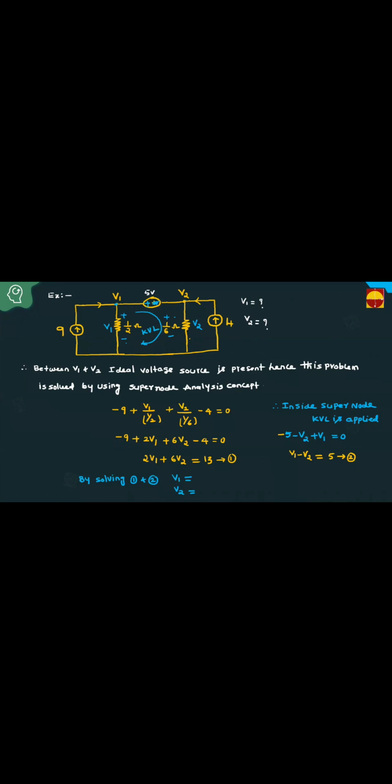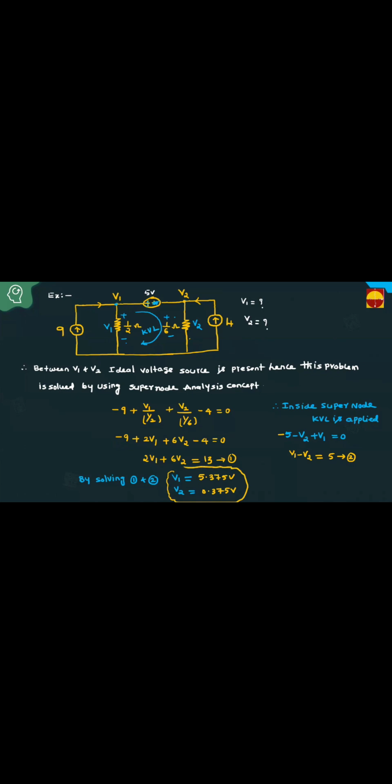2V1 plus 6V2 equal 13. V1 minus V2 equal to 5, students. Now you tell the answer. What is the answer you got? I got V1 equal to 5.375, and V2 equal to 0.375. Is it correct? Anybody? I got V1 equal to 5.375 volts and V2 equal to 0.375 volts.